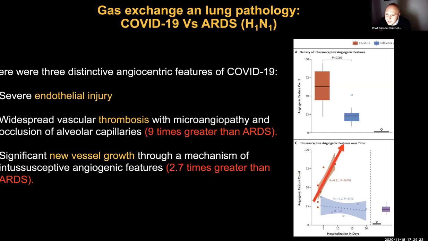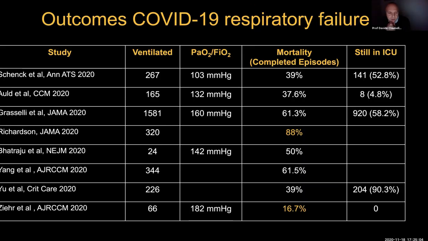And the third thing is that these features increase with time. So as the hospitalization happens, as the patients spend time in the intensive care or on the wards, these characteristics increase over time rather than remain constant, like is the case in H1N1. So again, the new vessel growth and the new vascularization can explain all that increased perfusion in the poorly ventilated lung. But this is important.